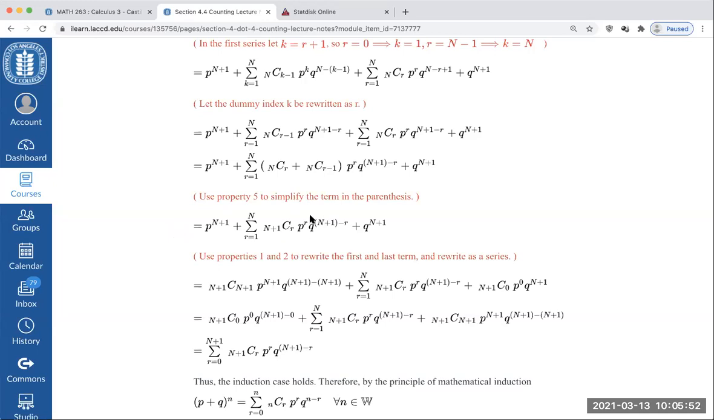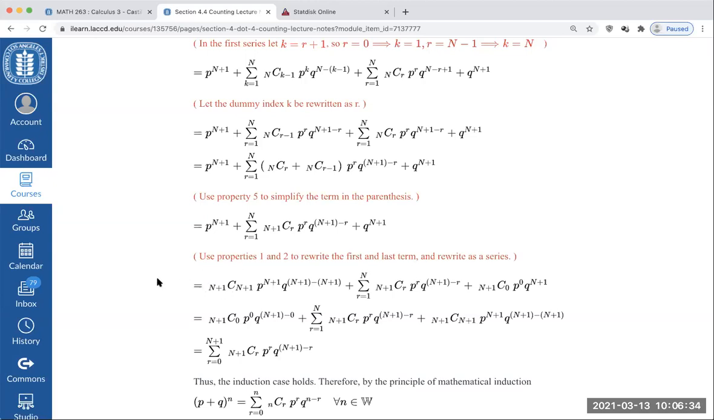Let's rewrite the middle term here. The sum, let's rewrite the sum. This is the sum r equaling 1 to capital N plus 1, (N+1)Cr, p to the r, q to the N plus 1 minus r. Now, let's rewrite p to the power capital N plus 1 as, well, q to the 0, which is 1. So N plus 1 minus N plus 1 is q to the 0. So I'll just write that there. I've just multiplied by 1, haven't done anything.